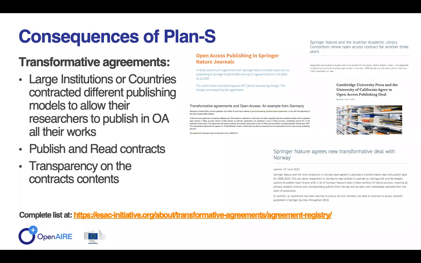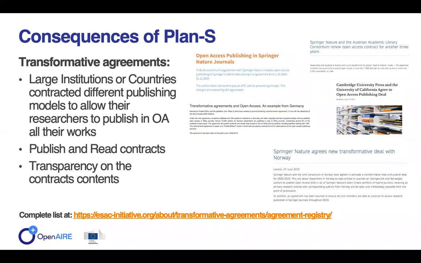These kinds of contracts are called publish and read. Basically, the amount of money that the institutions and the country are giving to the publisher serves both to read the contents of the journal and to publish everything that comes from this country or that institution in the journal itself.